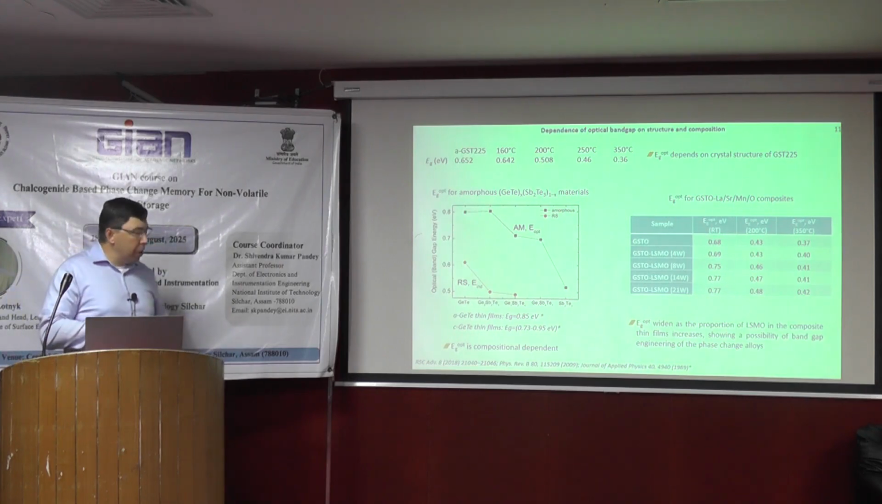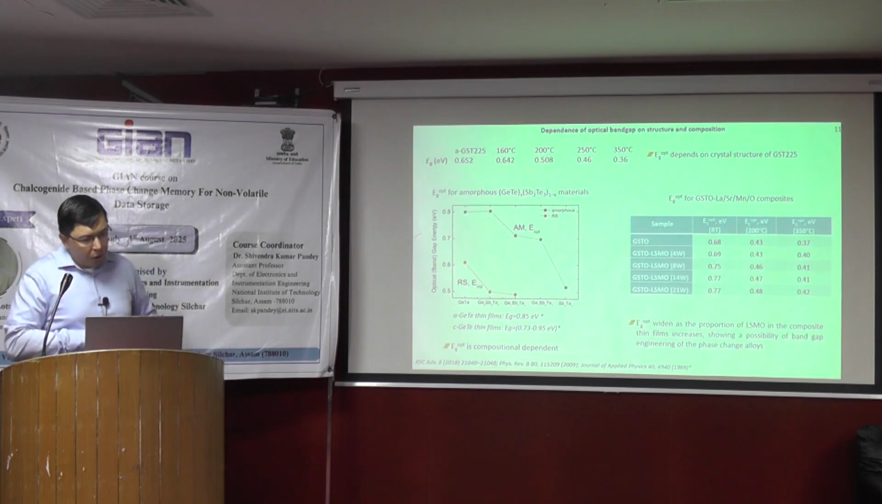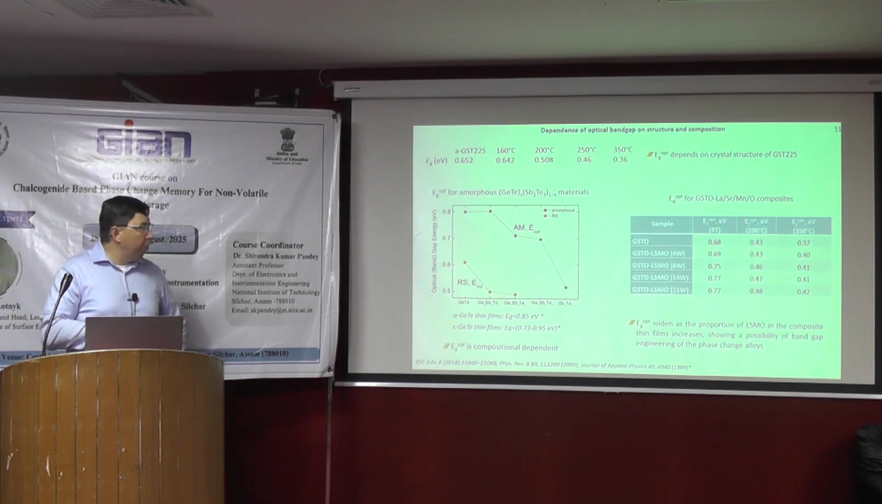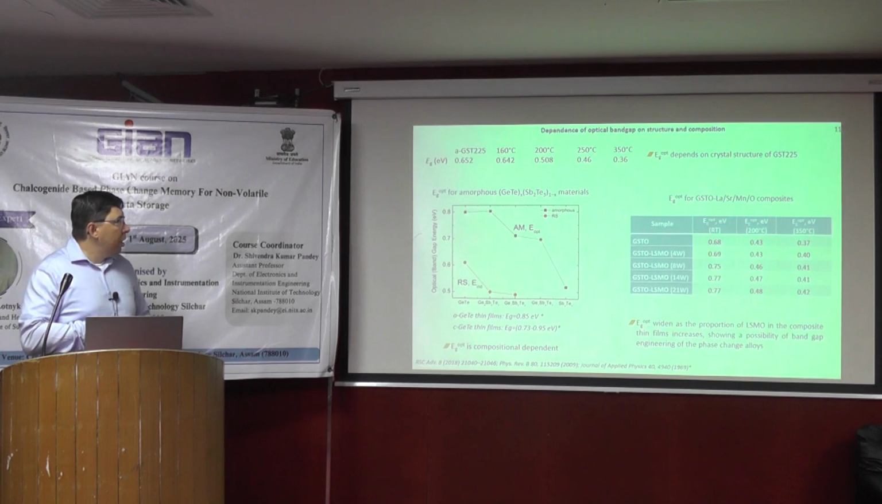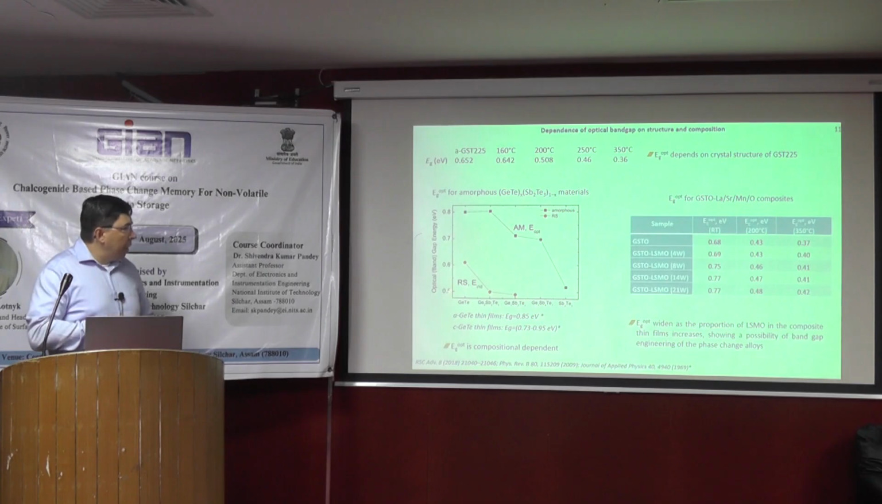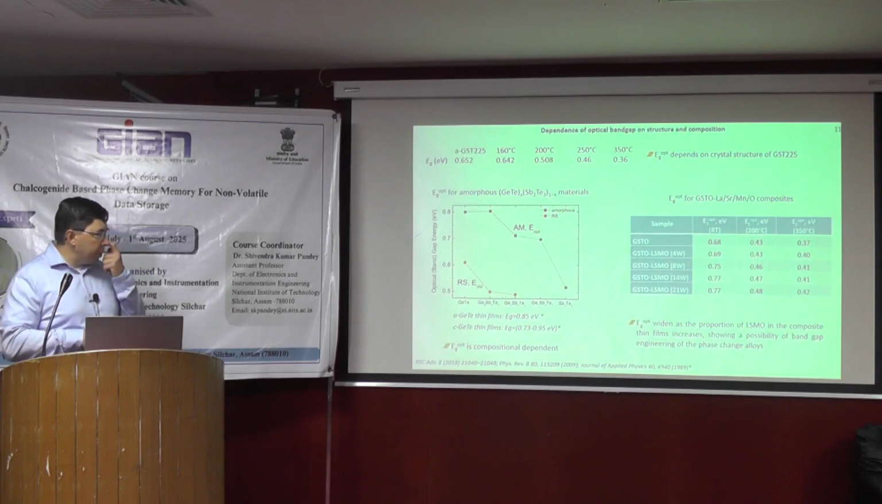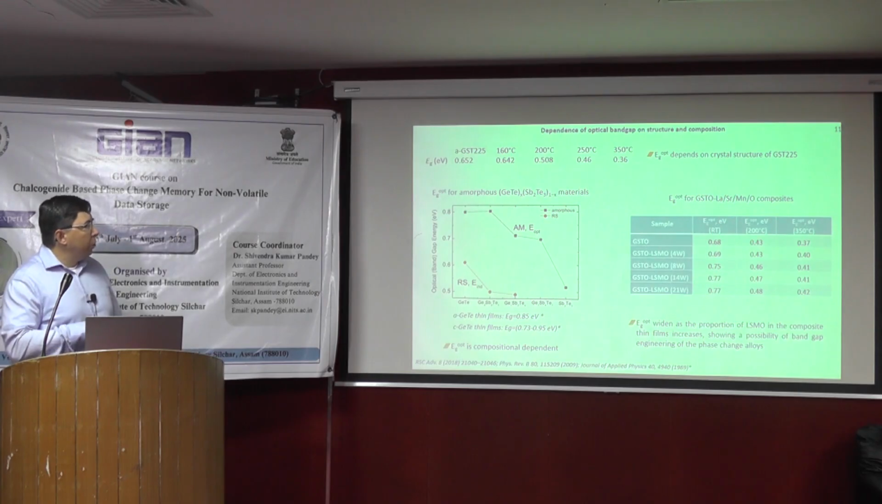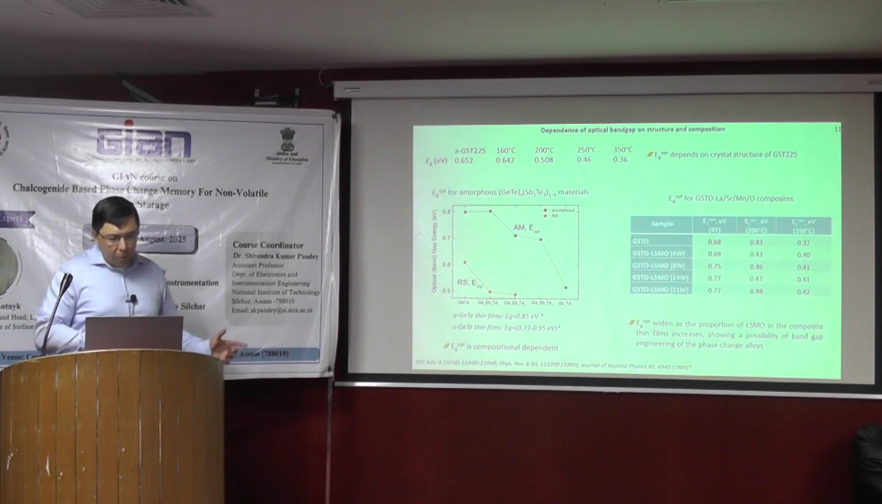Now let us consider the dependence of the optical band gap on the composition. Here, this is the optical band gap, and these are the different phases of different compositions of phase change materials on these germanium telluride, antimony telluride tie lines. So this is the graph for the amorphous phase. This is the graph for the cubic phase, which is used for the application.